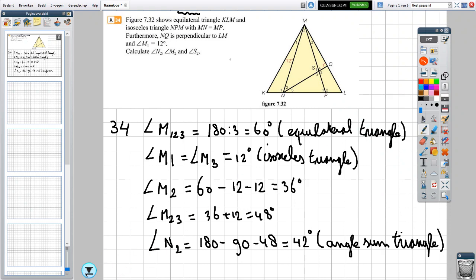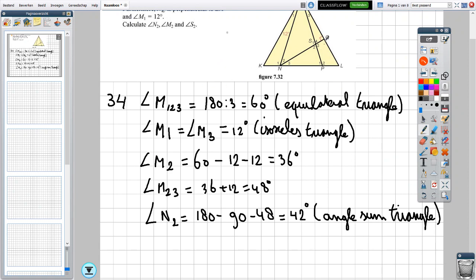What I haven't calculated yet is angle S2. That's the one right here. I don't know N3, I don't know P1, so doing the angle sum method here would take a lot of time, I think. Rather, I would use angle S4 and use the opposite angles here. Can I calculate angle S4? Yes, I can.